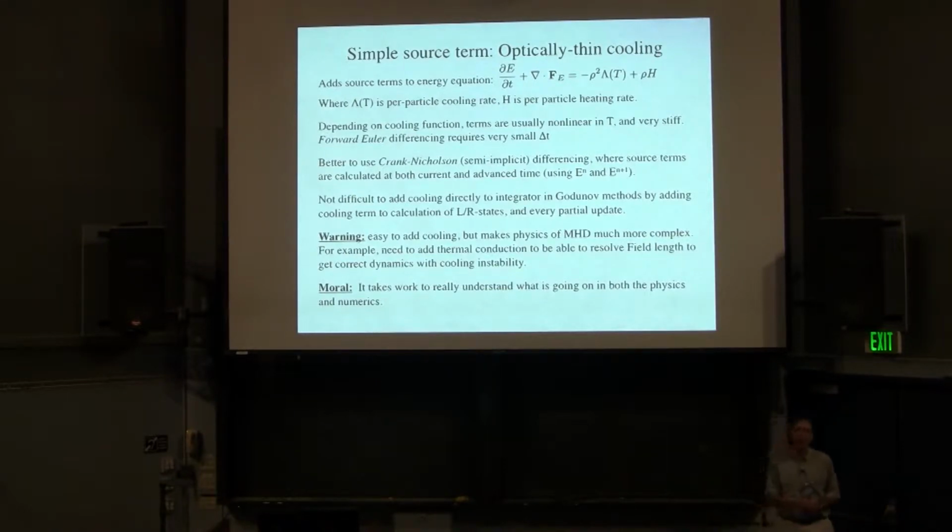For example, when you calculate the left and right states in the reconstruction step of a Godunov scheme, you would include the cooling terms. You would modify the left and right states with the cooling term to give you better estimates of the left and right states.